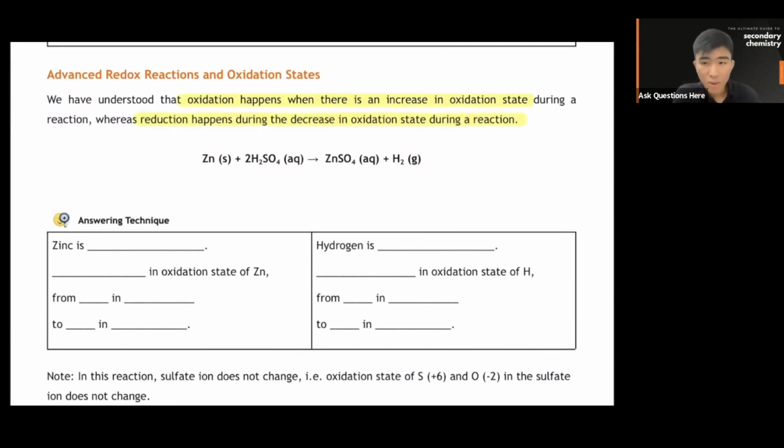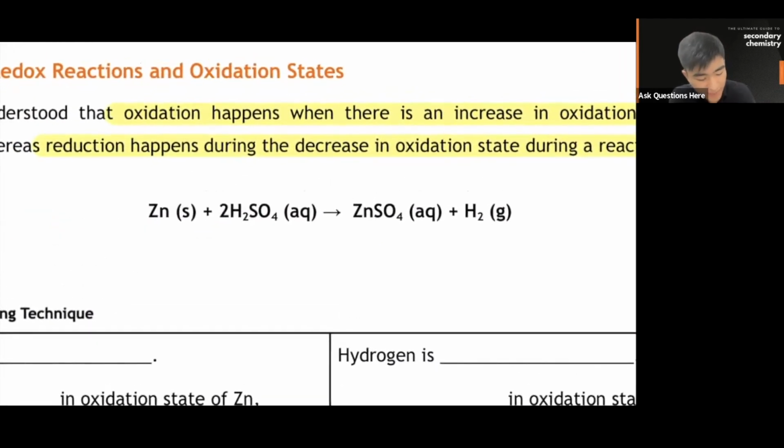I want you to look closely at this reaction. In this reaction, we have zinc reacting with H2SO4, forming zinc sulfate and hydrogen gas. You realize that this reaction is a bit difficult, because there are too many things for me to see. So, moral of the story: simplify things down.